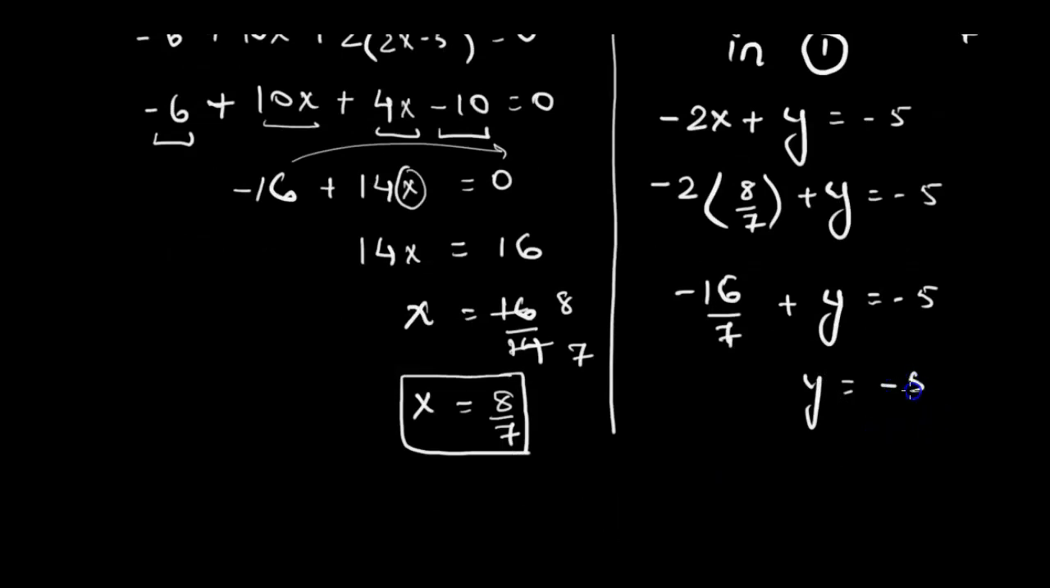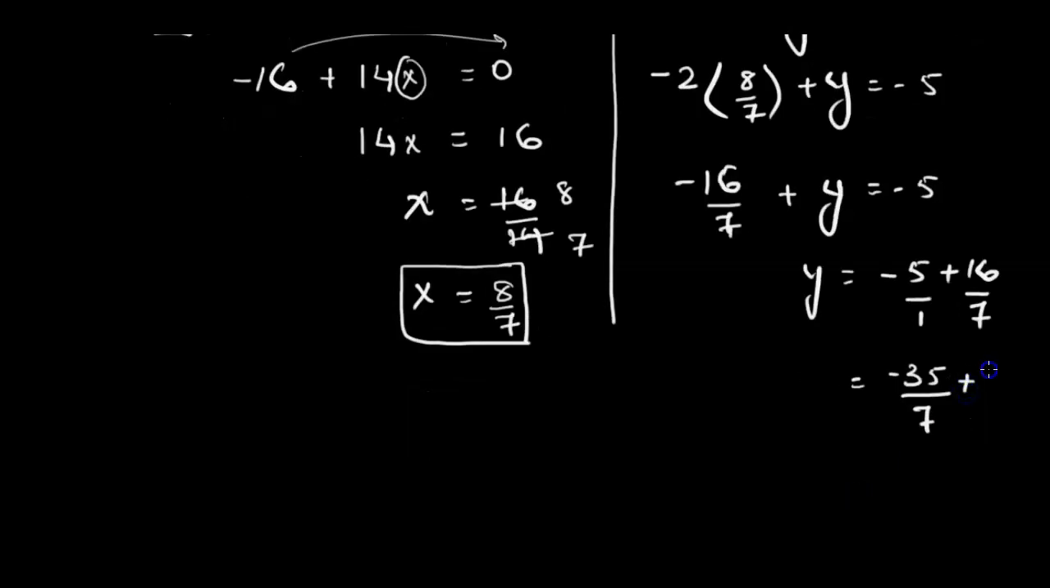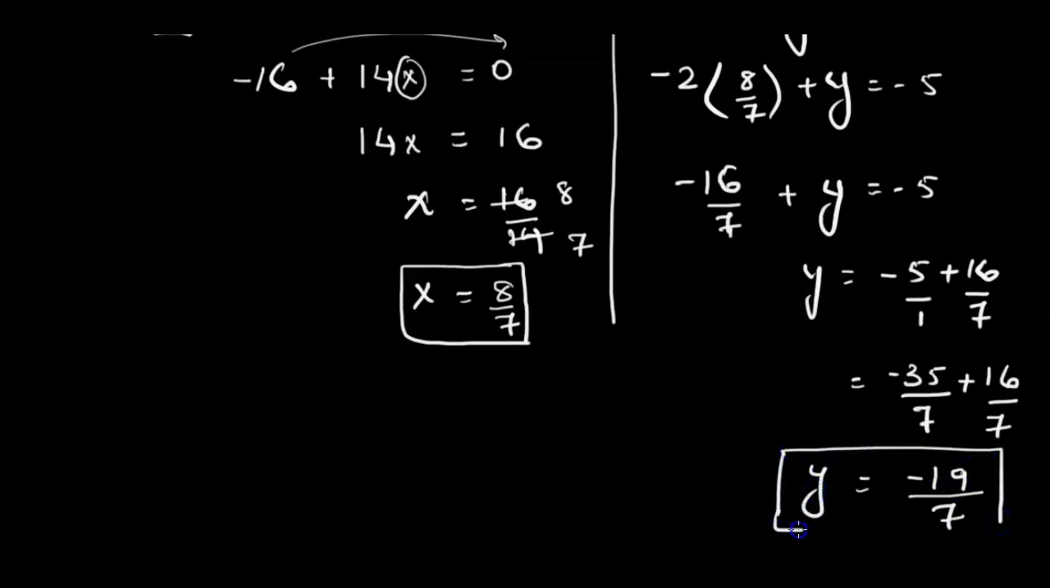So we're left with negative 5 plus 16 over 7. This is negative 5 over 1. We make the denominators common, and that gives us negative 35 over 7. Here we are just doing addition and subtraction of fractions. We are left with 7 in the denominator. Negative 35 plus 16 gives us negative 19 over 7. And this is the y coordinate of the point of intersection that we are looking for.